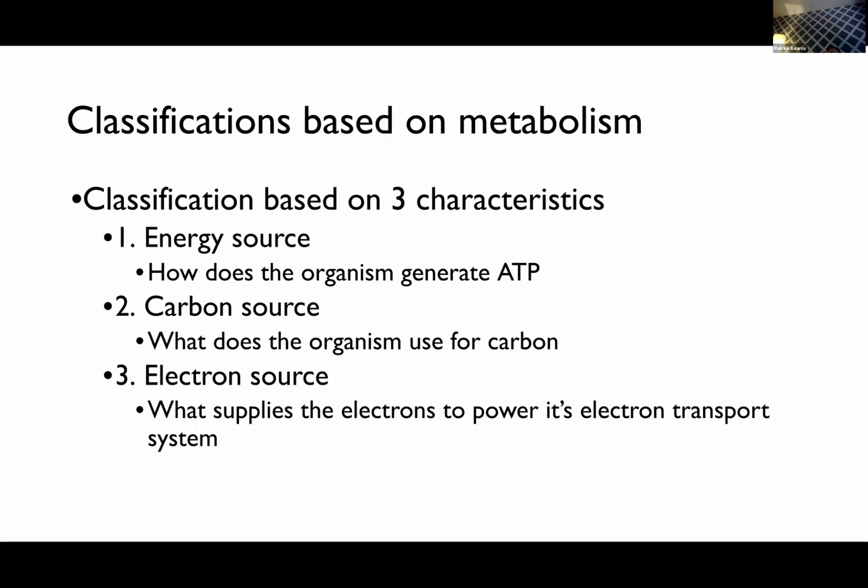So we can classify a bacteria based upon its metabolism. And this classification is based upon three characteristics. The first is the energy source. So how are they generating their ATP? Second, what is their carbon source? What does the organism use for carbon? So what food are they eating? And third, what is their electron source? What supplies the electrons to power its electron transport system?